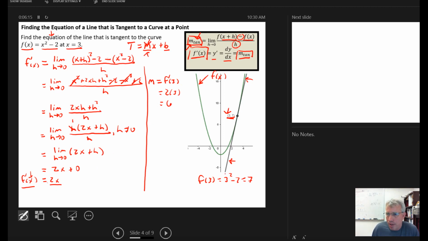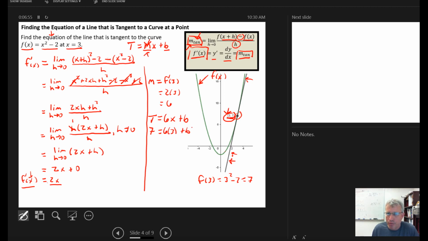So now I know the slope of this tangent line. The slope of the tangent line at the point (3, 7) is 6. So I can replace the slope in the slope-intercept form with a 6. I get 6x plus b. When you use slope-intercept form, you need to know a point on the line. Because my tangent line is tangent to f of x at the point (3, 7), this tangent line contains the point (3, 7). So the tangent line output should be 7 when the input x is 3.